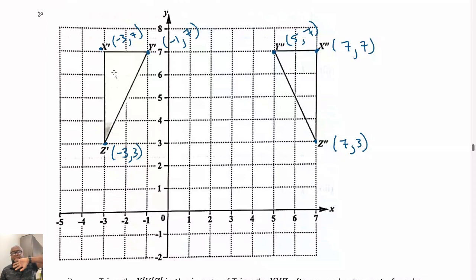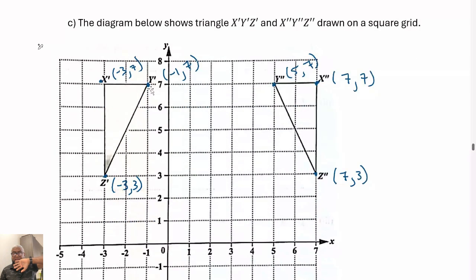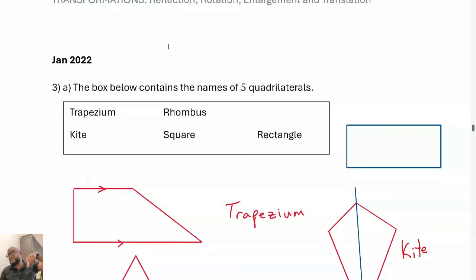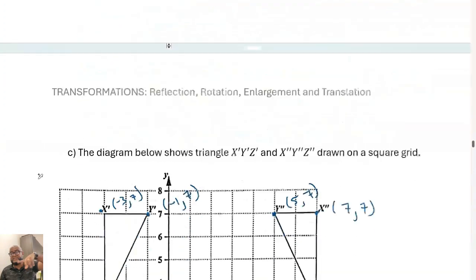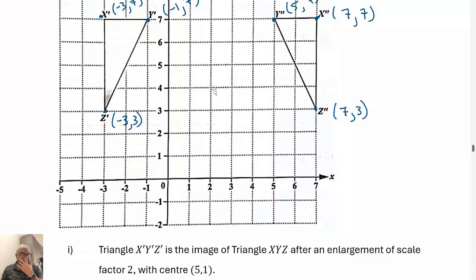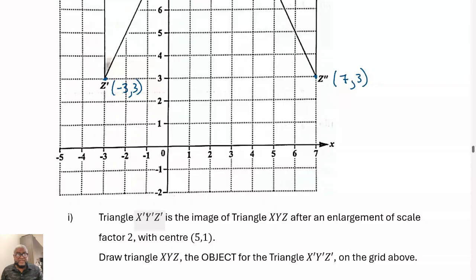Yeah. So we have these two triangles here. This is what CXC gave you. This is January 2022 we do. So we only did the first part and this is the second part now, right? So we're gonna see what CXC wants us to do. They said triangle x prime, y prime, z prime is the image of the triangle x, y, z after an enlargement of scale factor 2, right?